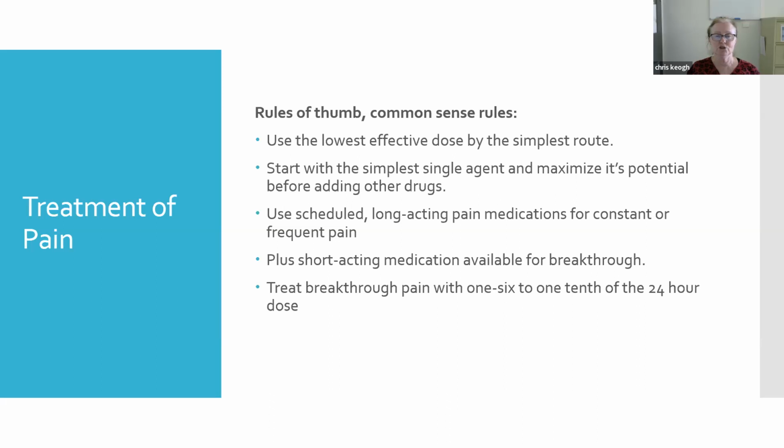So we need that short-acting medication available for breakthrough. And to treat breakthrough pain, we usually say we use 1/6 to 1/10 of the 24-hour dose. So if someone was on 12 milligrams of morphine in a day, then their breakthrough dose would be 2 milligrams.